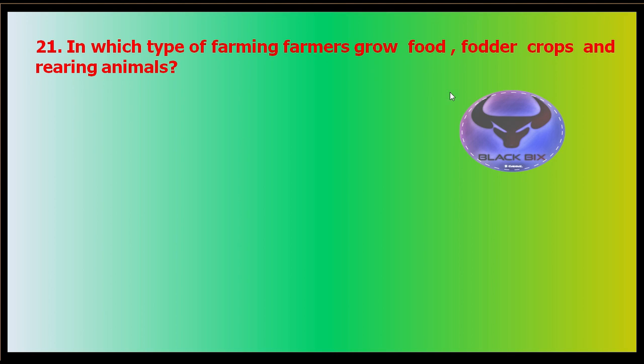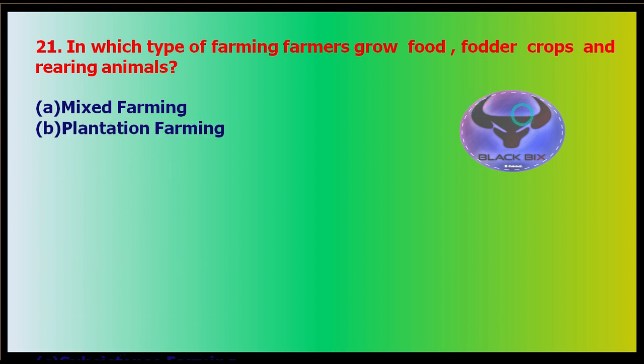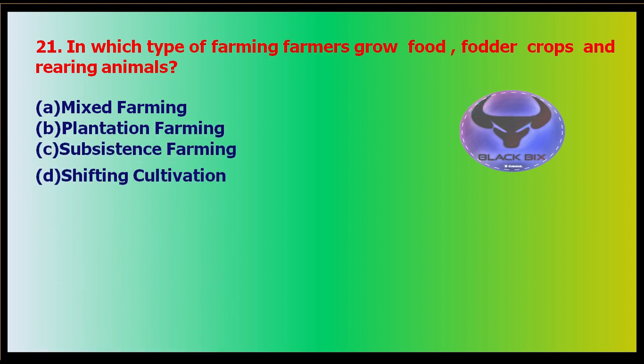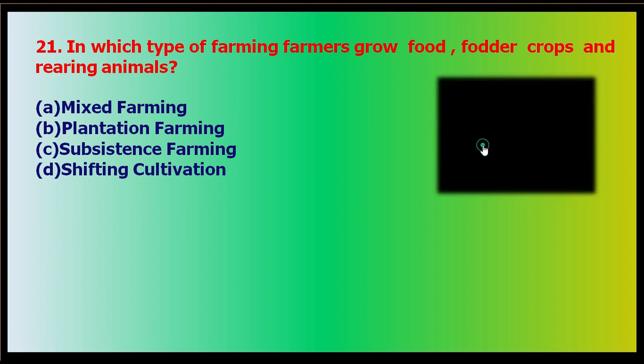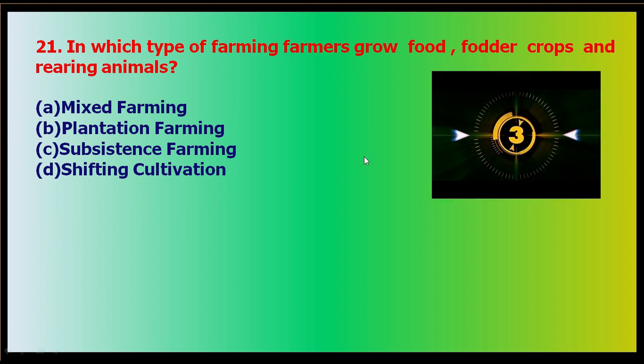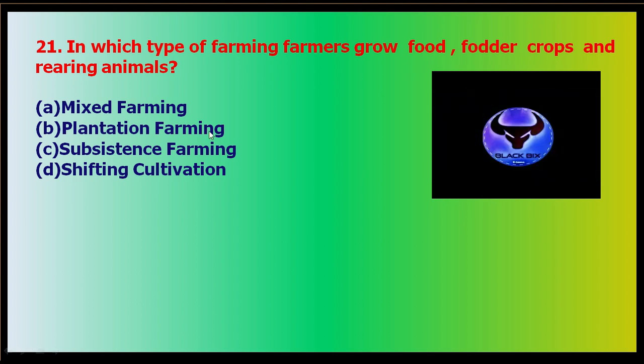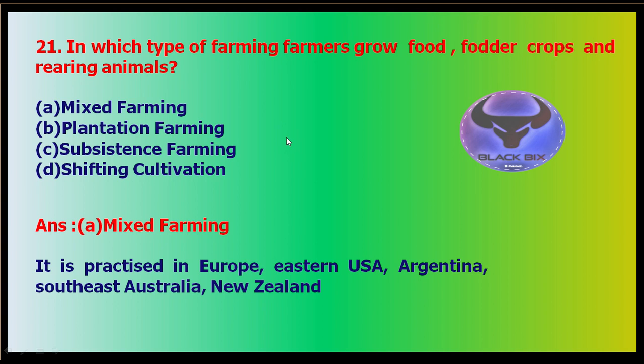Now question number 21 is, in which type of farming farmers grow food, fodder crops, and rear the animals as well as on the same piece of land? So option number A is mixed farming, option number B is plantation farming, option number C is subsistence farming, and option number D is shifting cultivation. And your time starts now, where the fodder crop and animals are reared together. So the correct answer is mixed farming.